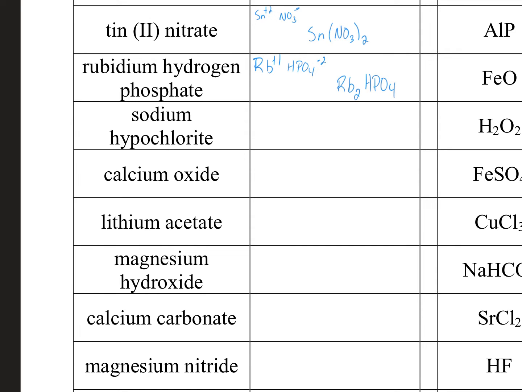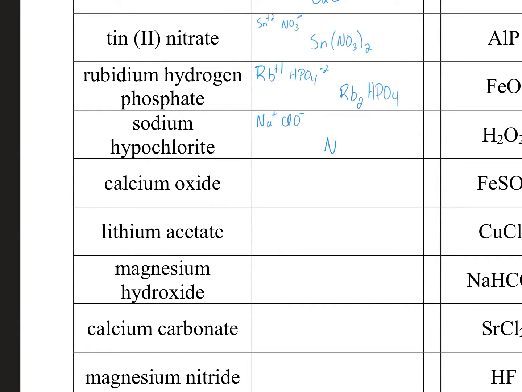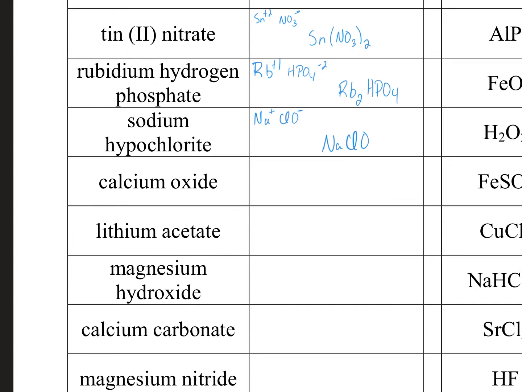Sodium hypochlorite is next, so this is Na+ and ClO-, and as a formula that becomes NaClO, just like that. Calcium oxide is next, that is Ca2+, oxygen is just -2, and so it becomes CaO. That's not a Ca2O2, it's just CaO. Keep in mind these charges come from the periodic table unless they are transition metals.